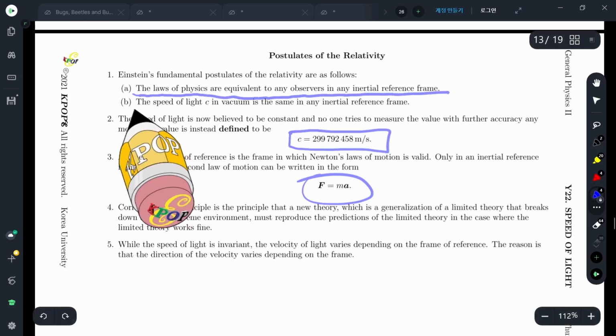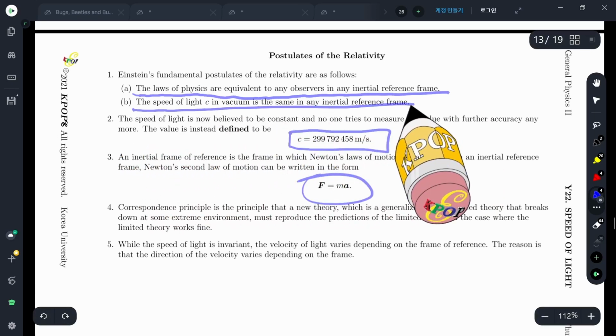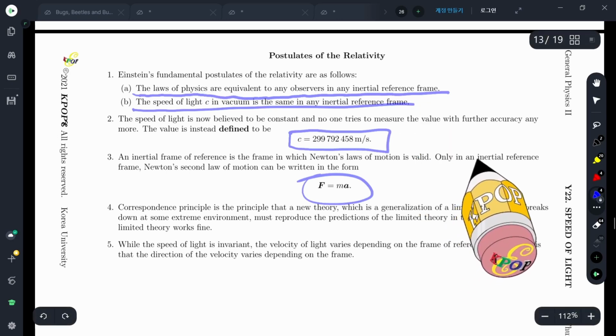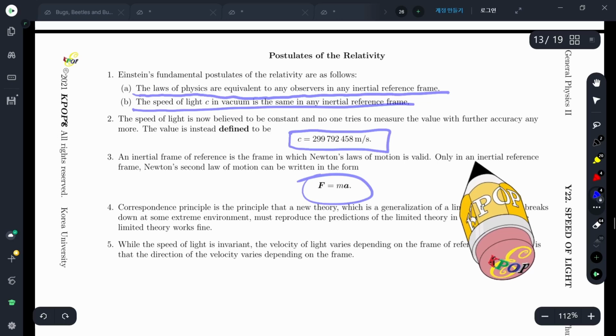And the second one is the experimental fact that the speed of light, c, in vacuum is always the same in any inertial reference frame. We are looking for a transformation rule that satisfies these conditions.